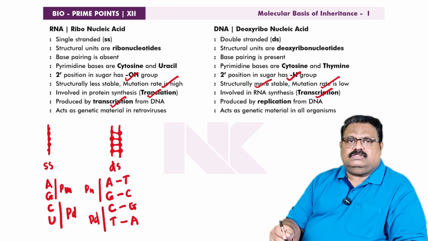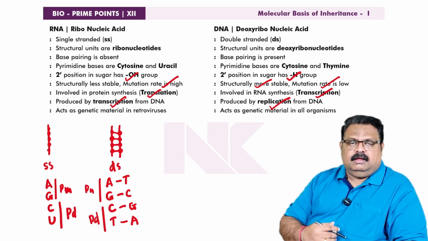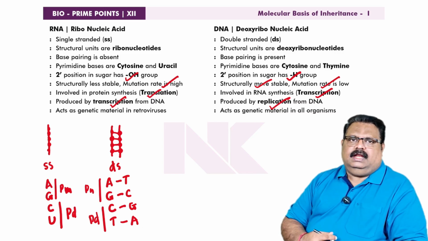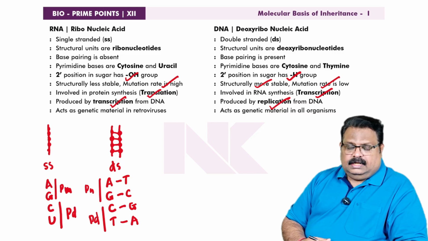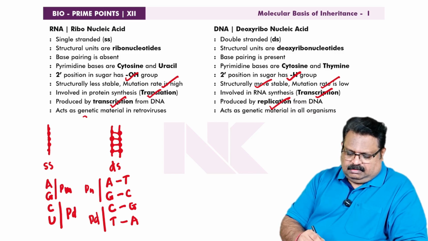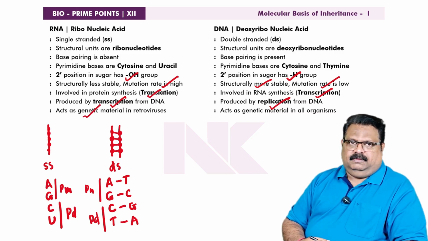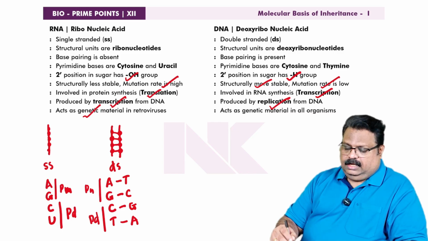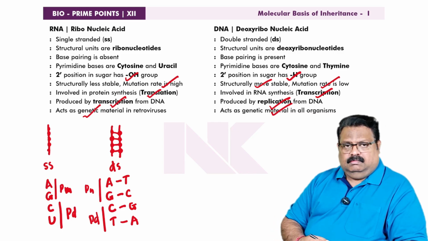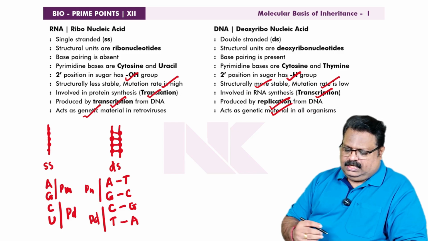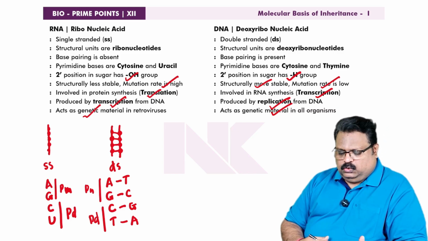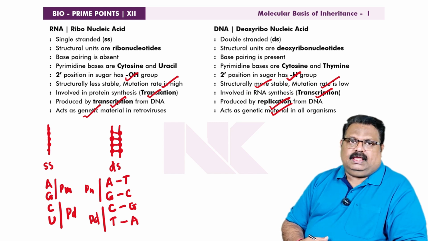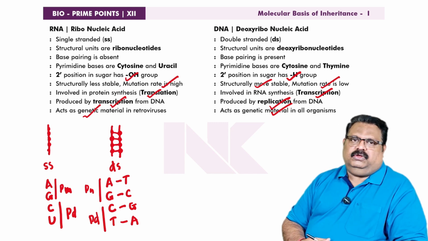And how is the DNA produced? DNA is produced by replication from a previous DNA. A mother DNA replicates to produce daughter DNA, and the RNA molecules are transcribed from the DNA template. Then the RNA molecule acts as genetic material in some retroviruses only. But in all other organisms, DNA is the main genetic material. So these are the basic differences between two types of nucleic acids, namely RNA, ribonucleic acid, and DNA, deoxyribonucleic acid.